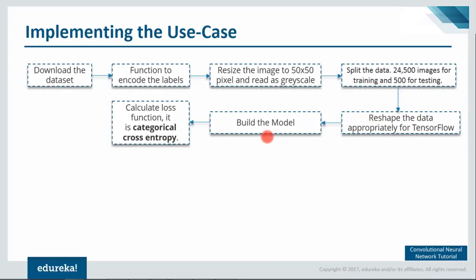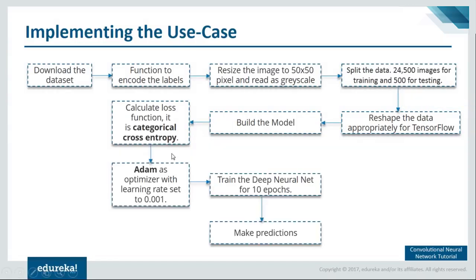Then we are going to build the model, calculate the loss. It is nothing but categorical cross entropy. Then we are going to reduce the loss by using Adam optimizer with a learning rate set to 0.001. Then we are going to train the deep neural network for 10 epochs. And finally, we are going to make predictions.